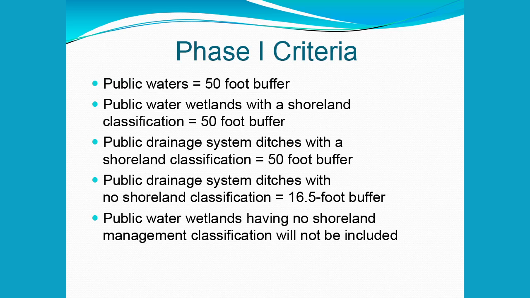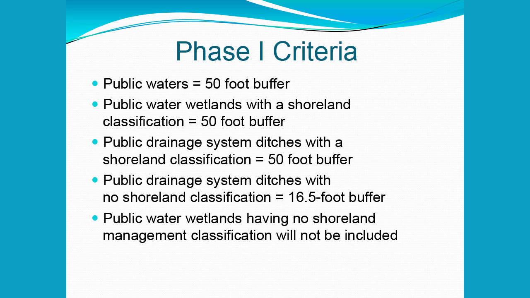Those are water courses that are probably part of a river system that may have been altered through time, but we have always expected that they would have a shoreland designation classification that was part of the information we provided the counties and the cities at the time, and so those would continue to have a 50-foot buffer.